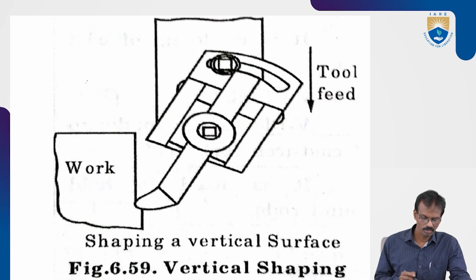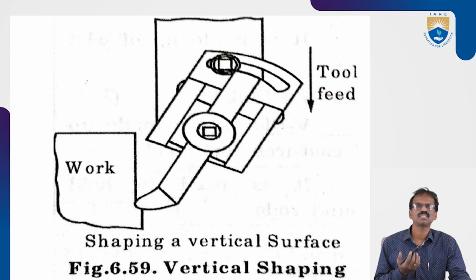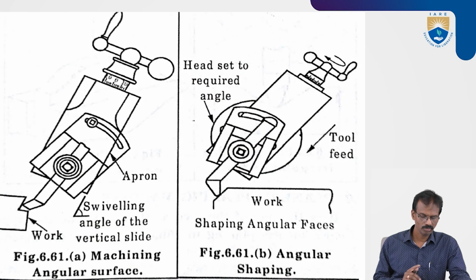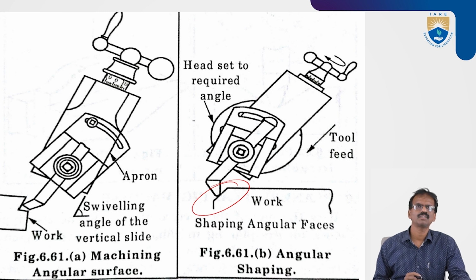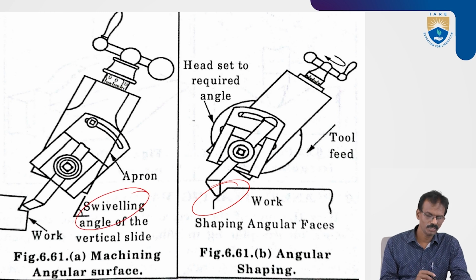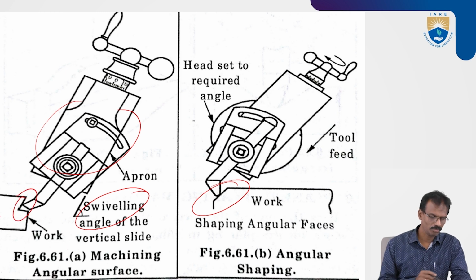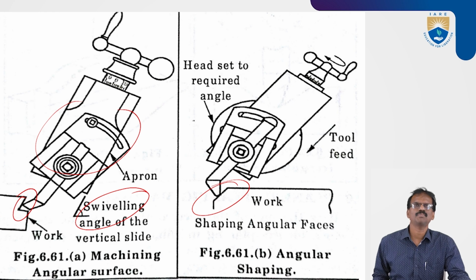Here, we can perform vertical surface machining also, by the swiveling mechanism. We can tilt the cutting tool and perform vertical machining. Inclined surfaces can also be machined. Angular surface facing can be done too. With the help of the swiveling arrangement, we can fix a certain angle and perform the operations. This type of groove, and angular surfaces, can be made.